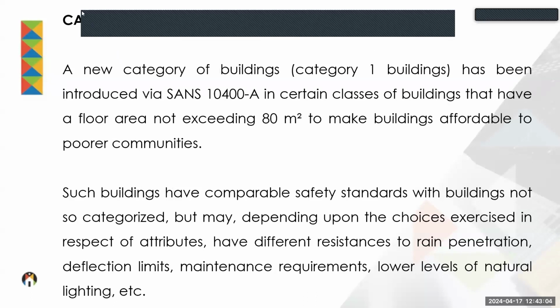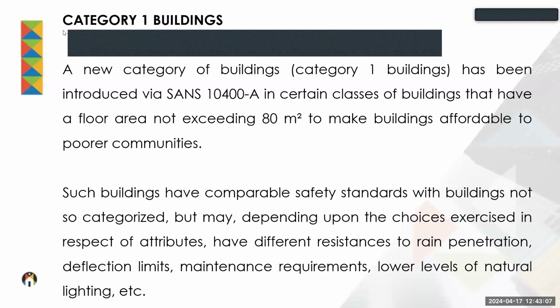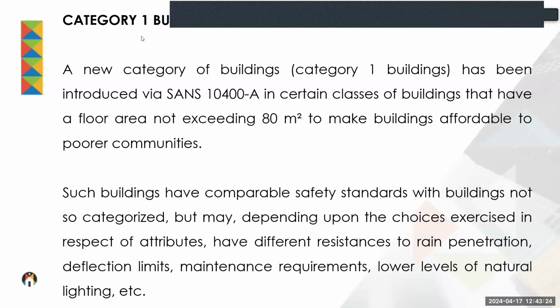Now, in 2010, when Part A, 10400 Part A was published in its new format the first time, they included in the standard, so it's not a regulatory thing, this one, it's a standard requirement, a Category 1 building. Now, that is just to put another set of rules for compliance to the national building regulations, not all of them, for certain types of buildings to make it a little bit more economical to erect, to cater especially for sub-economic housing, etc. And the main criterion for that is that it cannot exceed 80 square meters.